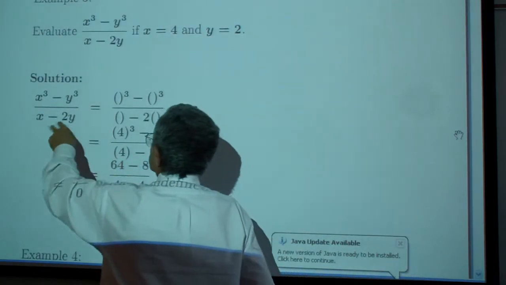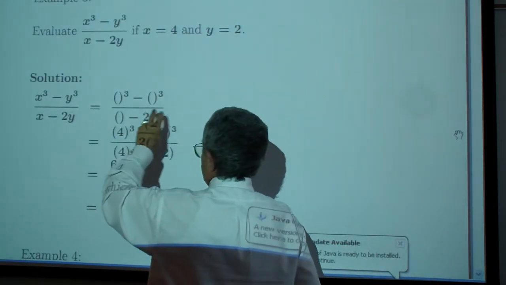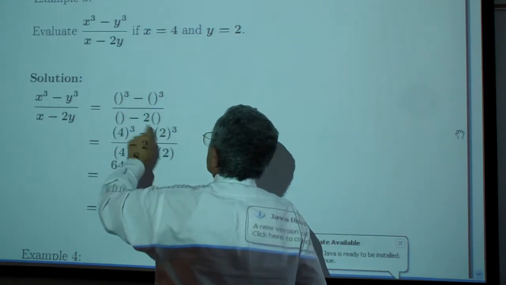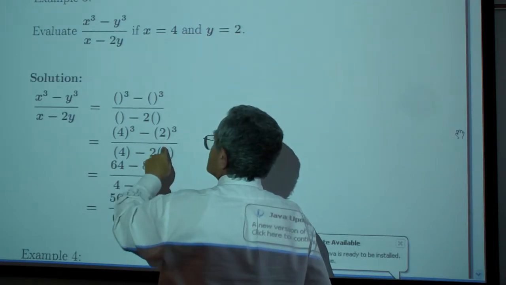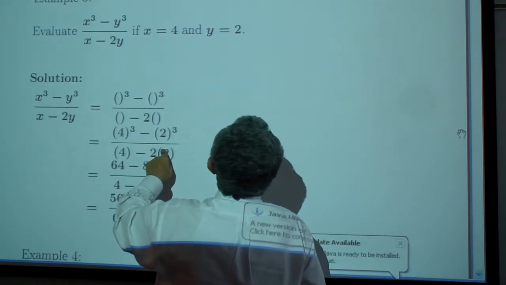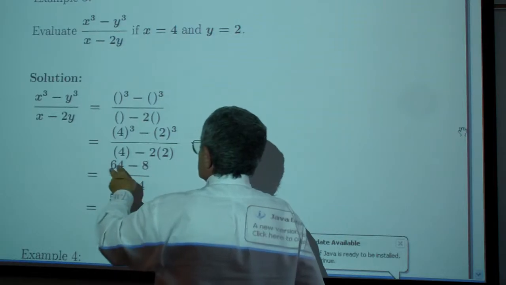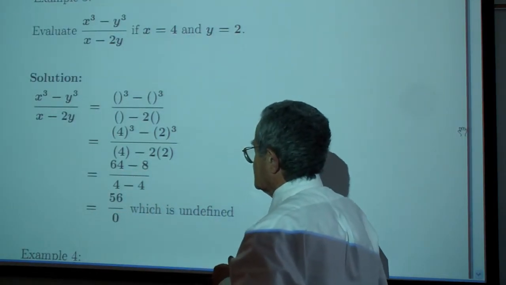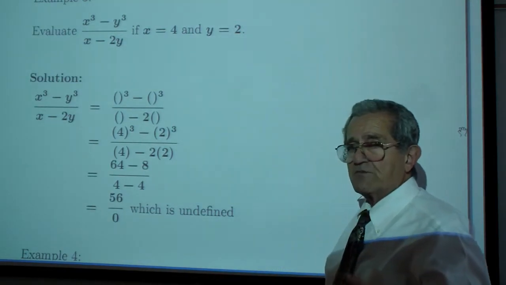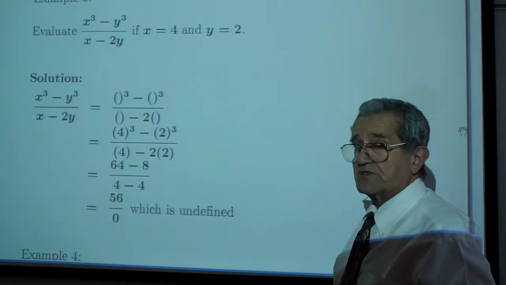Evaluate x cubed minus y cubed over x minus 2y. Well, open your parentheses, drop in 4 for x, drop in 2 for y. Yeah, y was 2. You get 64 minus 8 over 0, which is undefined. The operation of dividing by 0 is undefined. Don't say 0 is undefined.